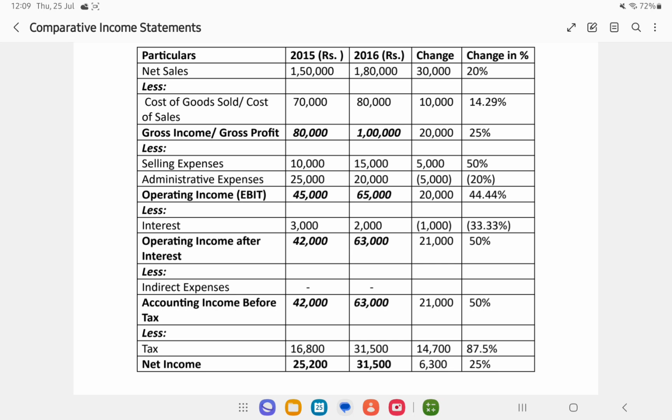Hope everybody has understood how to prepare a comparative income statement. If not, please let me know how I can help you.